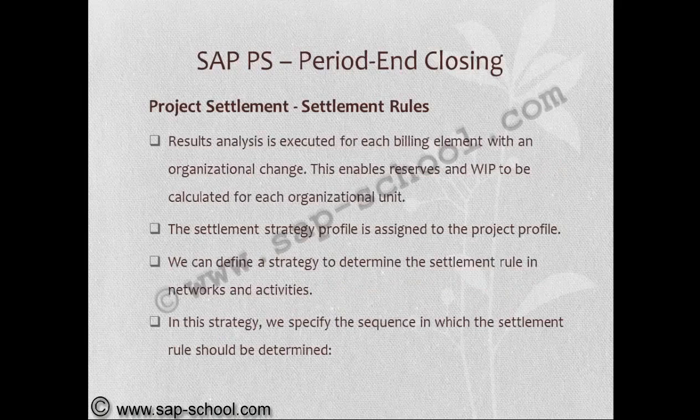Results analysis is executed for each billing element with an organizational change. This enables resource and work in progress to be calculated for each organizational unit. The settlement strategy profile is assigned to the project profile. We can define a strategy to determine the settlement rule in networks and activities. In this strategy, we specify the sequence in which the settlement rule should be determined.